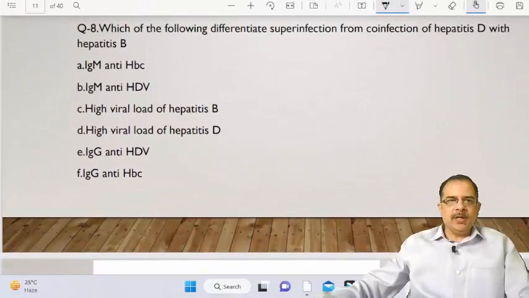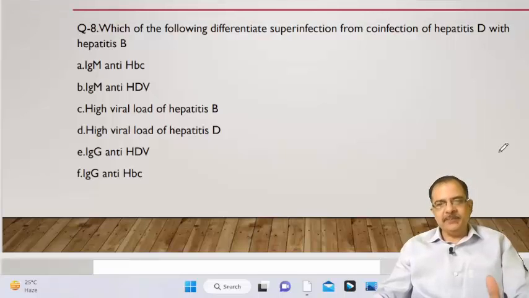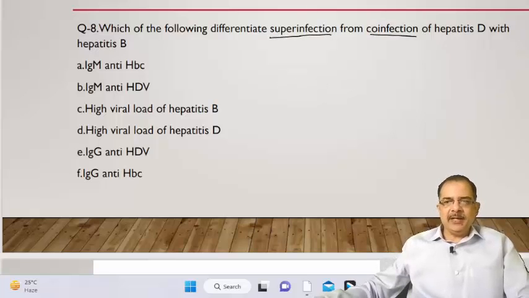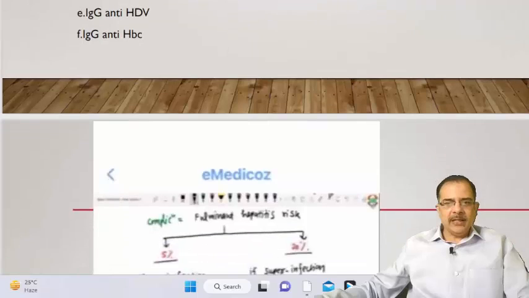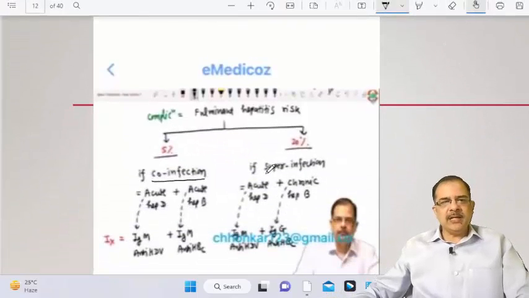And this question, which of the following differentiate a superinfection from a co-infection of hepatitis D? So in every class of the hepatology, this has been discussed. The meaning of the superinfection and the meaning of the co-infection. And this is the co-infection discussed in the class.